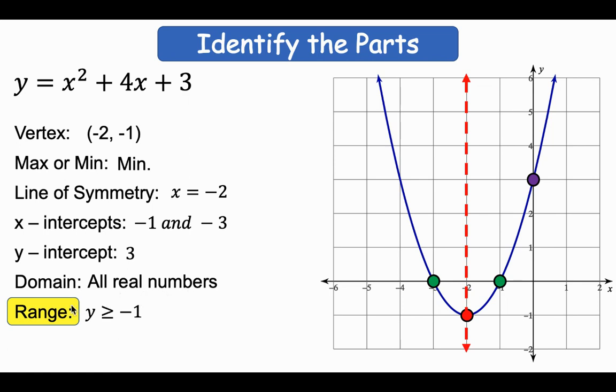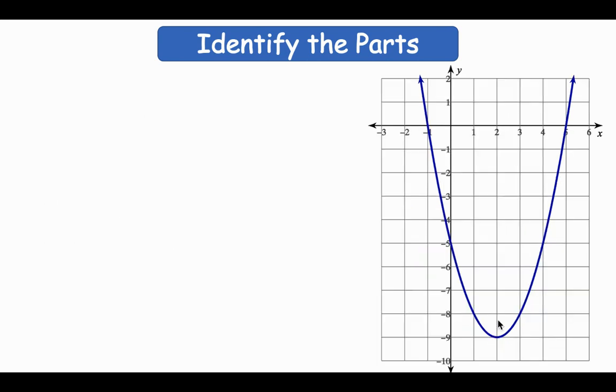Okay, so domain should be pretty easy. It's always all real numbers. Range is the one that could get tricky. Just make sure you look at where your highest or lowest point is and figure out where your graph exists. Does it exist above that point or below that point? It's below it if it turns upside down. All right, so that's going to be what your problems are going to look like for your homework.